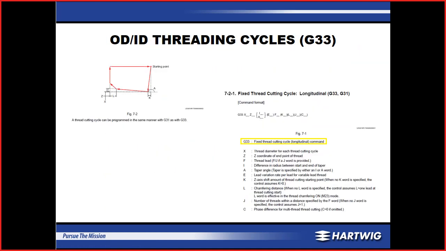G33 is a similar cycle, but this is just one pass of a thread. This is not going to rough out your thread. And C is now used for your number of leads. You're going to be C0 to match your first lead, or C180 if you have 2, and so forth. And this is just going to take one pass of a thread, for instance in finishing, like I'm going to do in the sample.